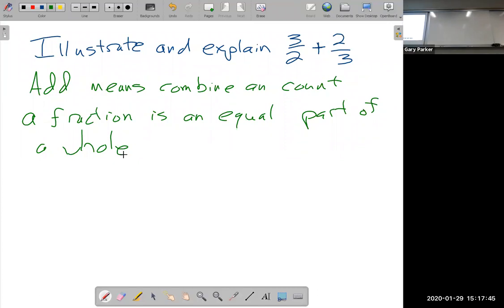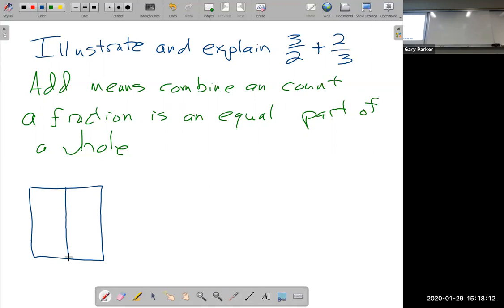All right, so we got those things down, and so if fractions are equal parts of a whole, then I should be able to draw a whole and show what each fraction is, and then I should be able to somehow combine and count. So now I start to work. I have to show 3/2. Okay, so let's see. I start with a whole, and I need to work with halves. So there's 2/2.